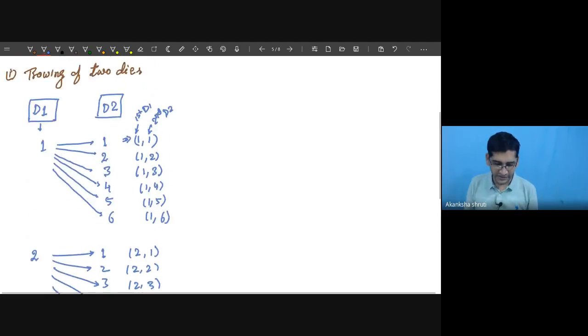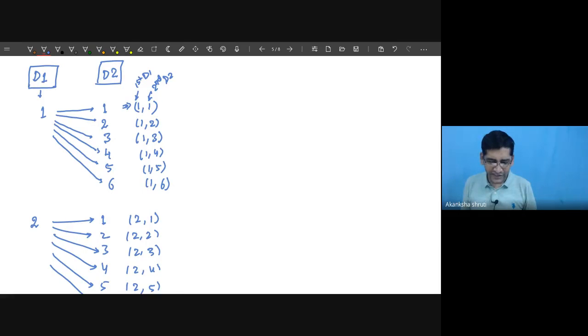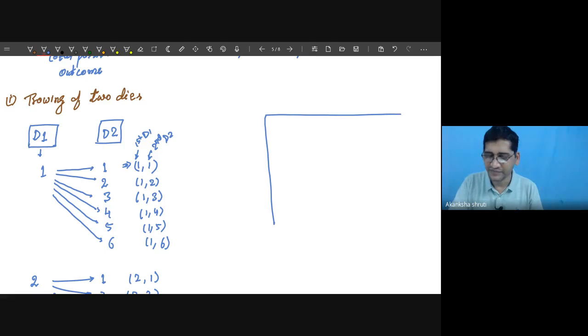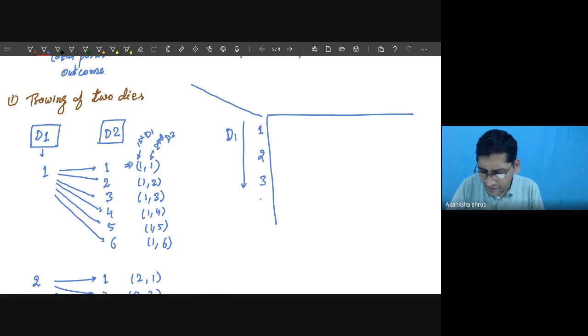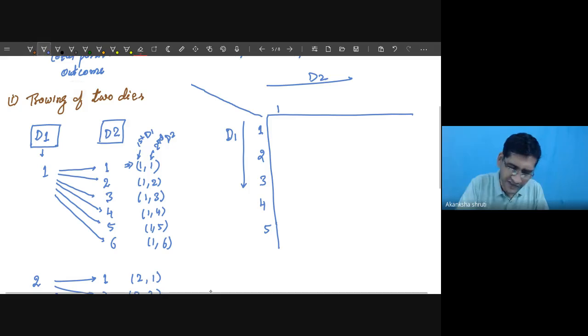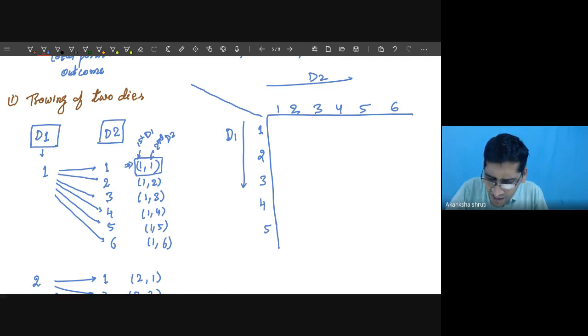So, okay, students, these are the things. How to write this? To write this in a compact fashion, the method adopted is writing in matrix form. Taking this side, vertically downward, I am putting the outcomes of die 1. Its outcome could be 1 or 2 or 3 or 4 or 5 or 6. On the horizontal side, I am putting the outcomes of die 2: I may get 1 or 2 or 3 or 4 or 5 or 6.